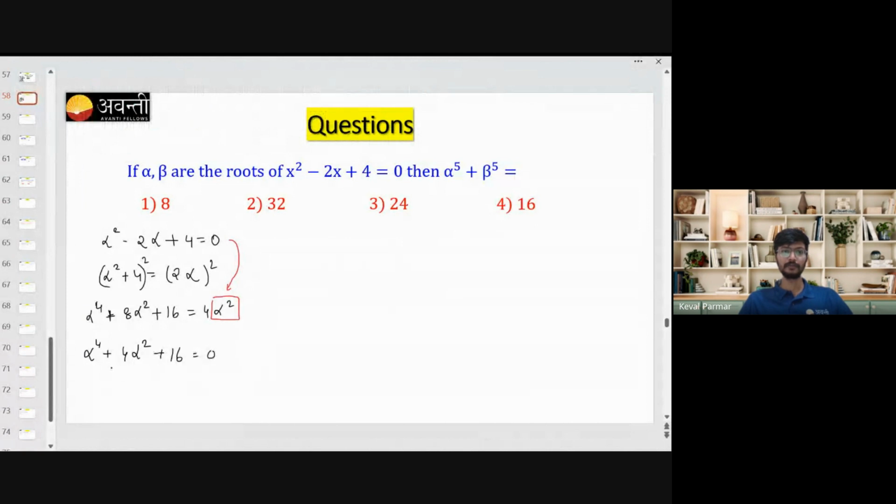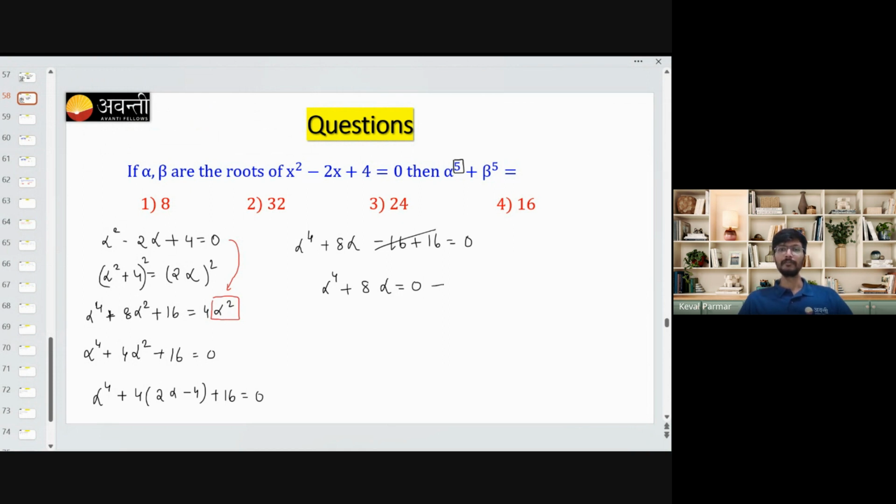Now we can substitute right here. So we'll get alpha raised to the power 4 plus, what is alpha square? 2 alpha minus 4, plus 16 equals to 0. So what do we have here? We'll have alpha raised to the power 4 plus 8 alpha minus 16 plus 16 equals to 0. See how easily this got cancelled, and we got alpha raised to the power 4 plus 8 alpha is equal to 0.